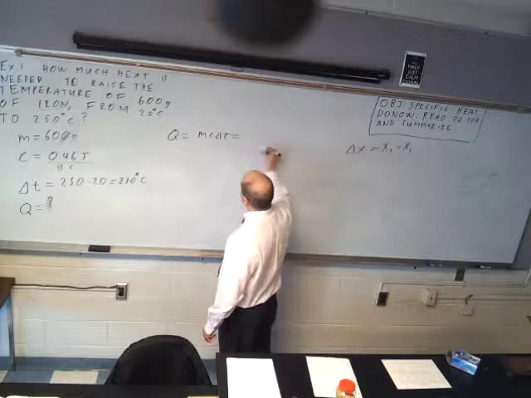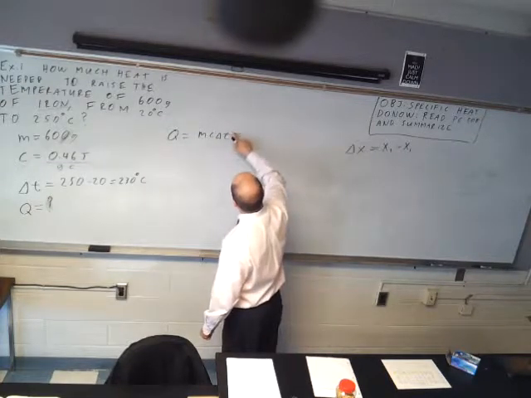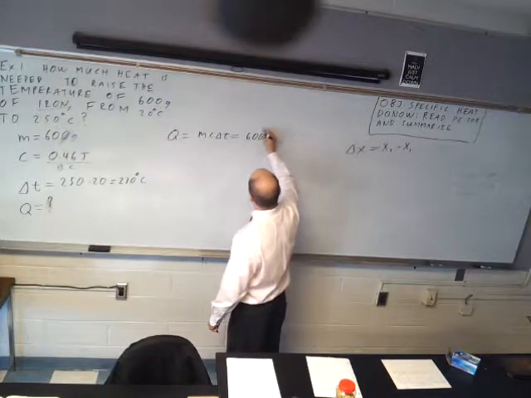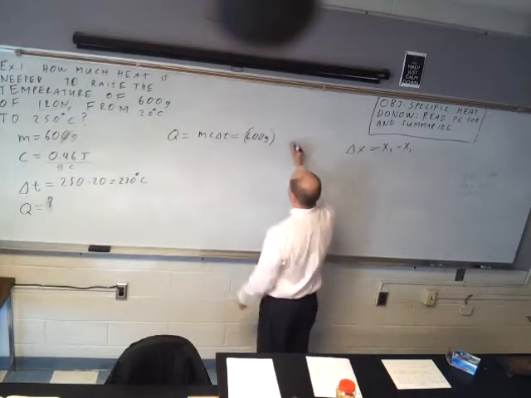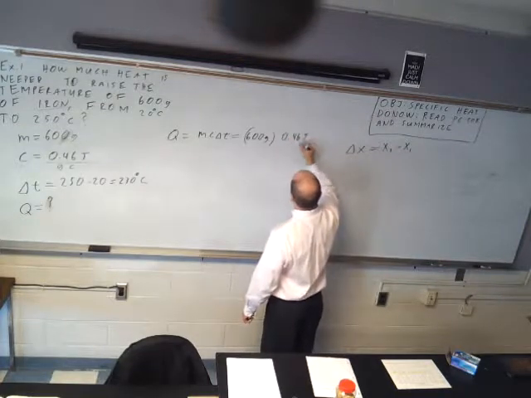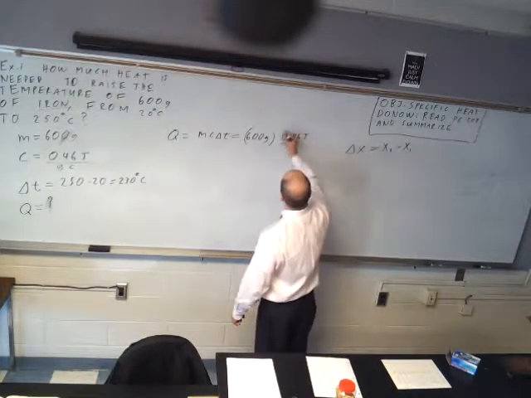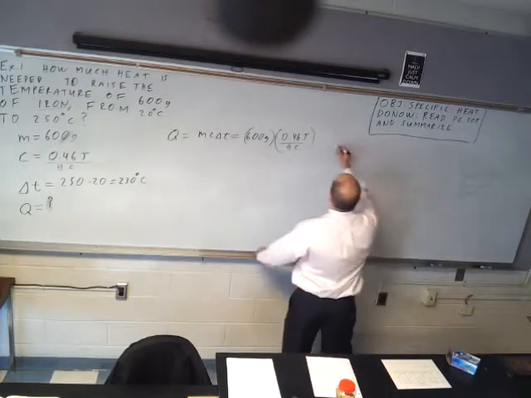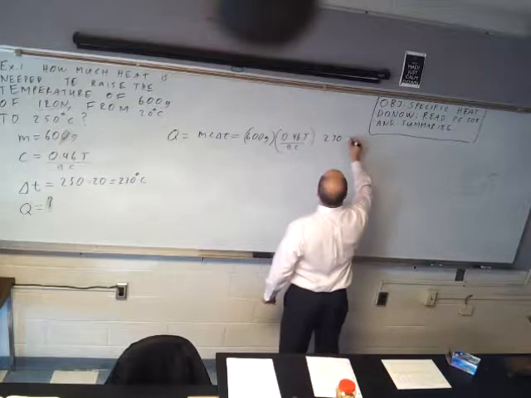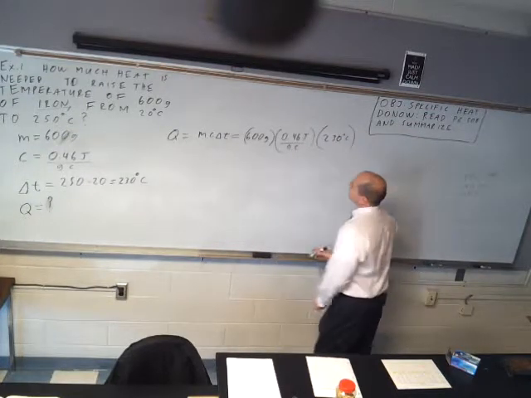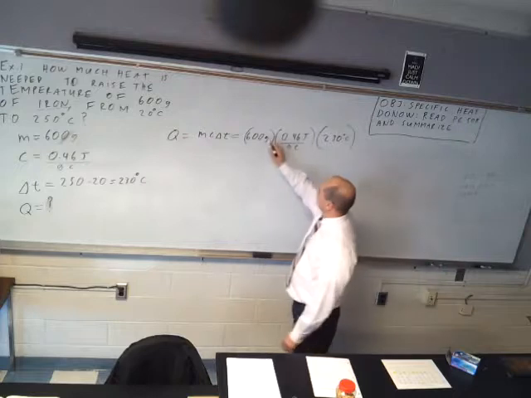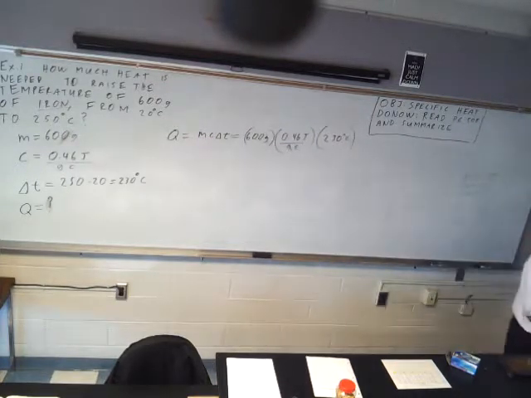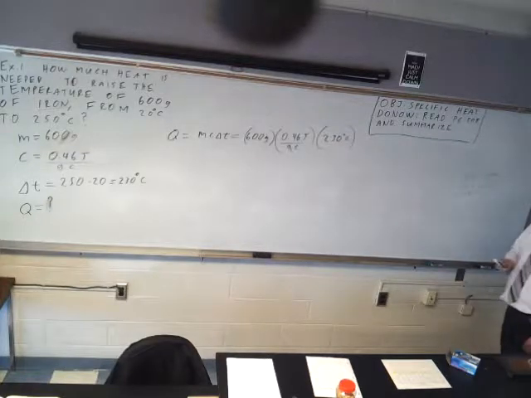So here we go. M is 600 grams times C, which is 0.46. Carry all the units along there. Times 230. And this is degrees Celsius. And before we even do anything, we can cancel out all these units. Grams cancel, Celsius cancels. So our answer's going to come out in joules. All right, questions before we multiply?